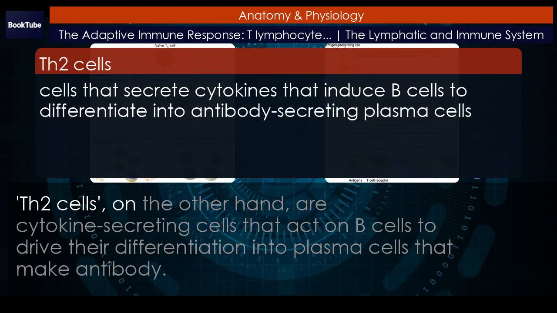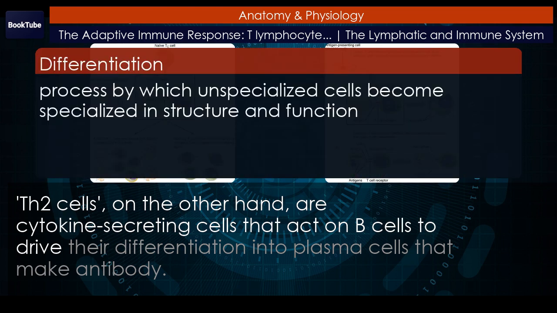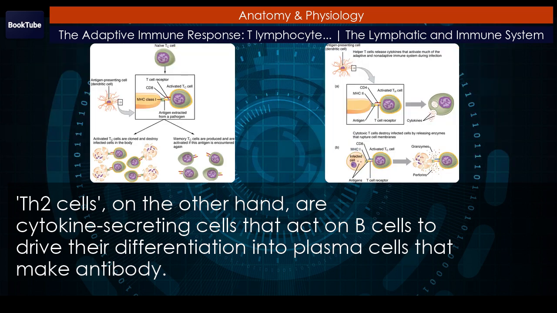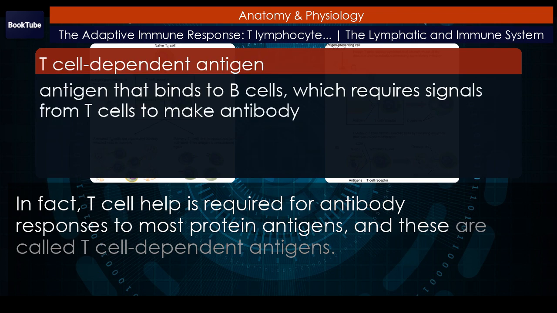Th2 cells, on the other hand, are cytokine-secreting cells that act on B cells to drive their differentiation into plasma cells that make antibody. In fact, T cell help is required for antibody responses to most protein antigens, and these are called T cell-dependent antigens.